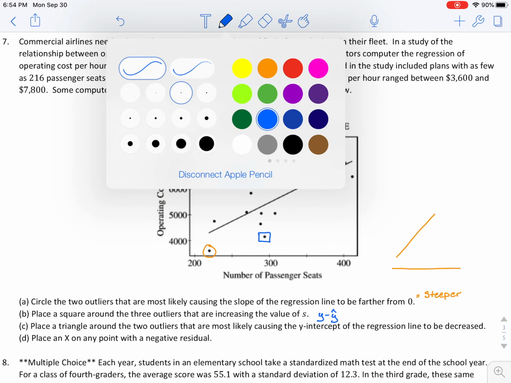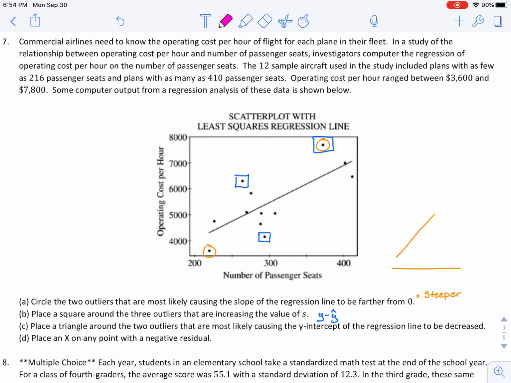And then lastly, we are supposed to be placing a triangle around two outliers that are causing the y-intercept of the regression line to be decreased. So wherever this would end up, it doesn't start at zero, so there's an axis break here, but eventually it's going to be hitting the y-axis. I want to know which of our points are making this location, which is not actually there, lower. So I put two outliers for this.